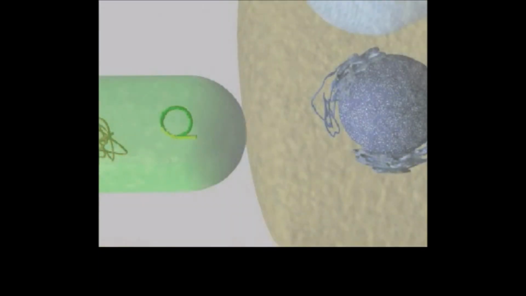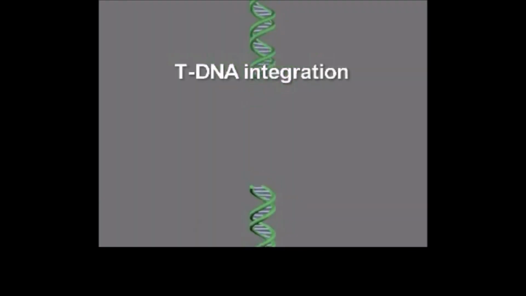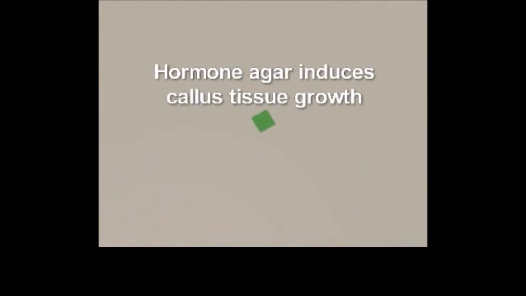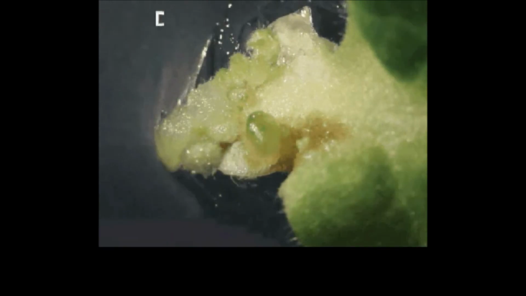This portion of the tDNA will randomly transfer the gene into the plant genome. Then take a portion of the tissue of the wounded leaf and place it on an agar plate until it grows callus, which is a regeneration of plant cells.